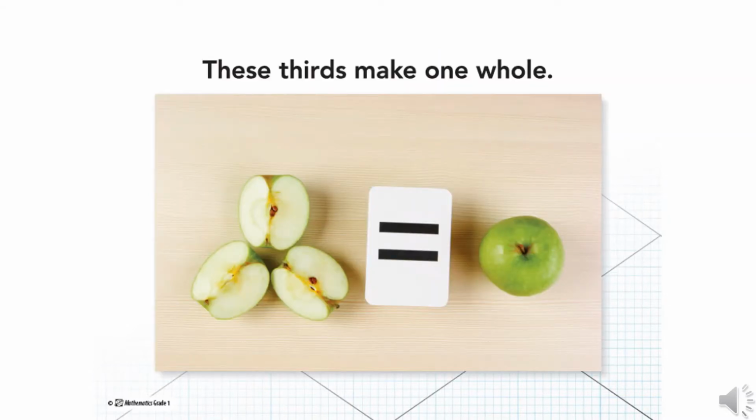And we know that these 3 sections of apple, when we put them together, make 1 whole. They've been divided into thirds, 3 equal parts. And when we put the thirds together, we have 1 whole. 3/3 is 1 whole.